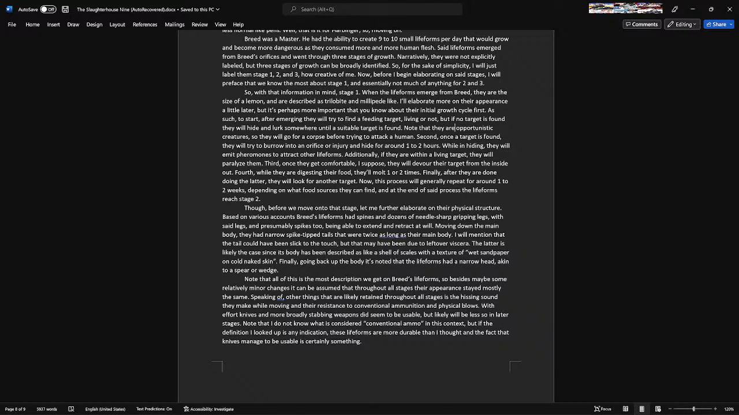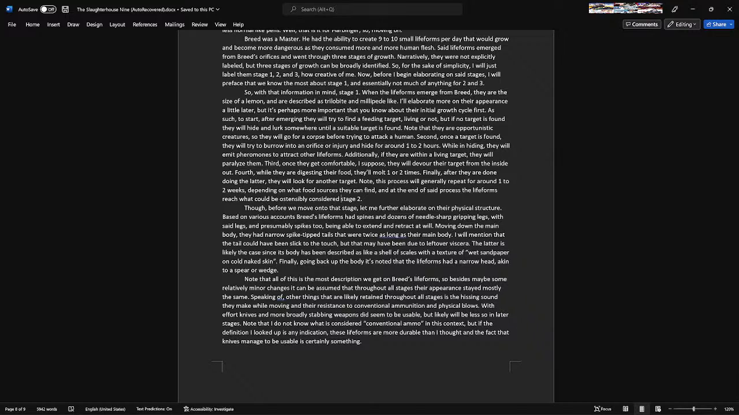Now, note, this process will generally repeat for around 1 to 2 weeks, depending on what food sources they can find. And at the end of said process, the life forms reach what could be ostensibly considered stage 2.